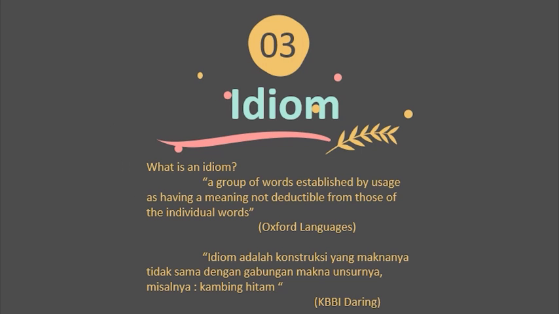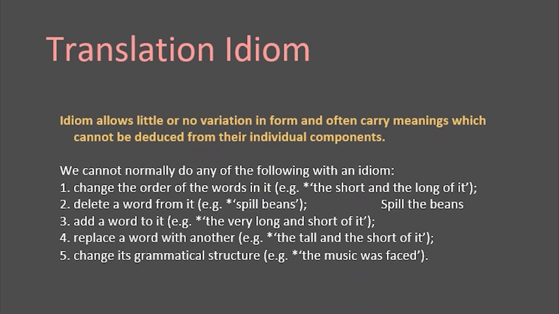An idiom is a group of words established by usage as having a meaning not deducible from those of the individual words. Idiom adalah konstruksi yang maknanya tidak sama dengan gabungan makna unsurnya, misalnya kambing hitam. An idiom allows little or no variation in form and often carries meanings which cannot be deduced from its individual components.